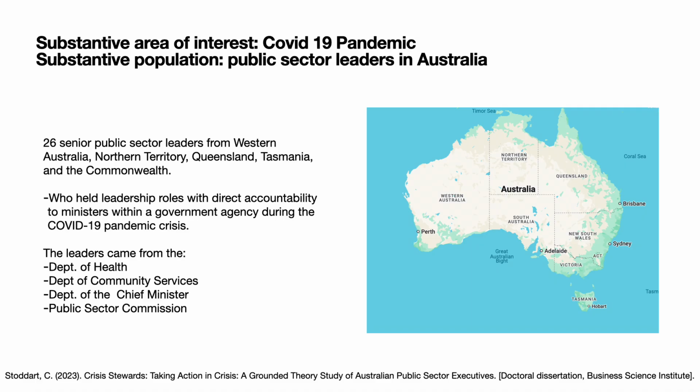Dr. Stoddart's substantive area of interest was the COVID-19 pandemic, and her substantive population were public sector leaders in Australia. Dr. Stoddart spoke to 26 senior public sector leaders from Western Australia, Northern Territory, Queensland, Tasmania and the Commonwealth. These people held leadership roles with direct accountability to ministers within a government agency during the COVID-19 pandemic crisis. The leaders came from the Department of Health, from the Department of Community Services, the Department of the Chief Minister, and the Public Sector Commission.